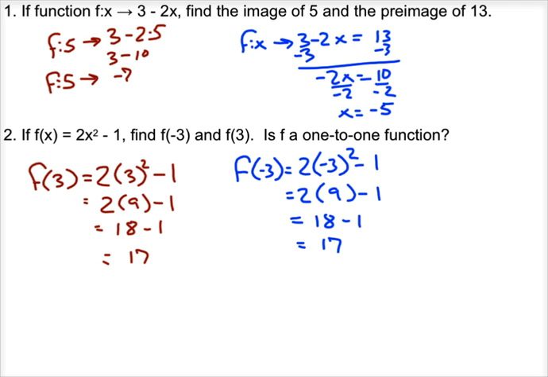Now I'm going to look at these together. The first one said if I started at 3, I end up at 17. And the second one was if I start at negative 3, I also end up at 17. So the last part says, is this a one-to-one function? And it's not going to be a one-to-one function because to get 17, it started at 2 different values. It started at 3 and at negative 3. So it's not a one-to-one function.